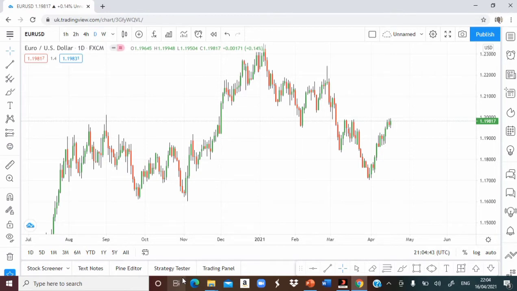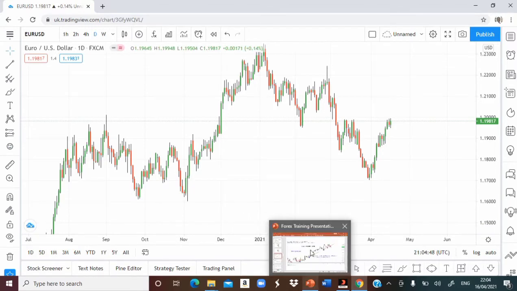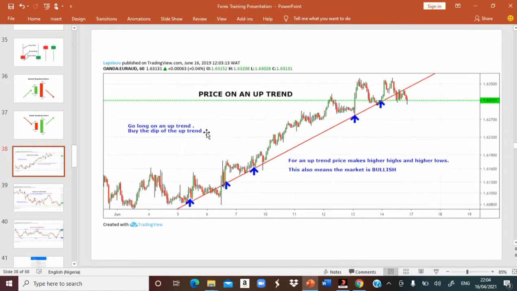So let's get started. First of all, let's talk about what is a trend. An uptrend is when price makes a series of higher highs and higher lows. This also means the market is bullish. This is an uptrend. Price makes a series of higher highs and higher lows. I'm going to show you on the chart how it looks.